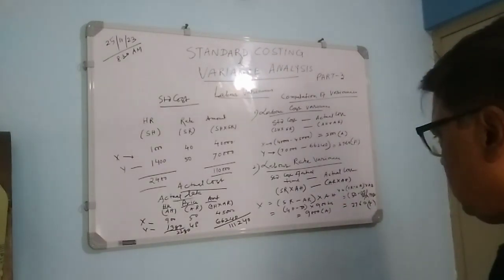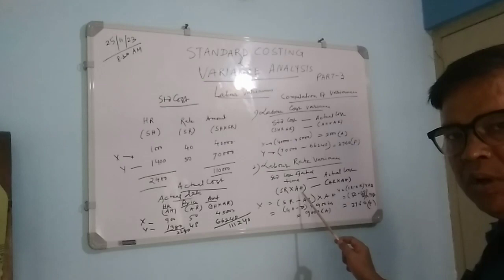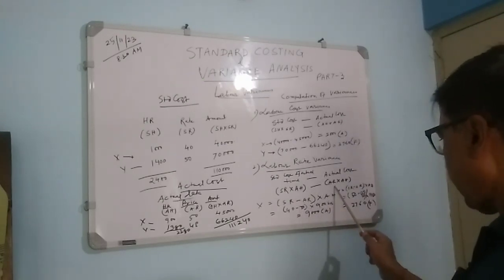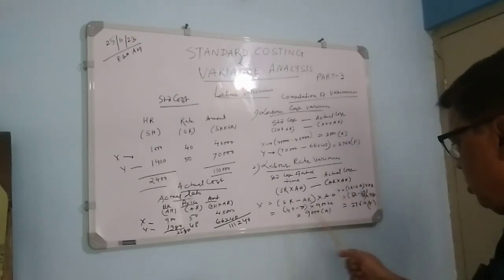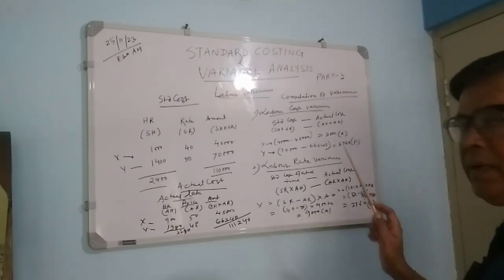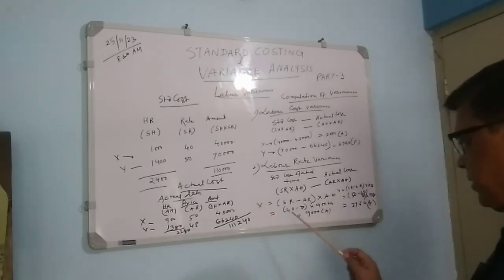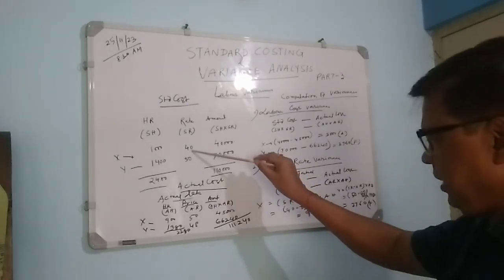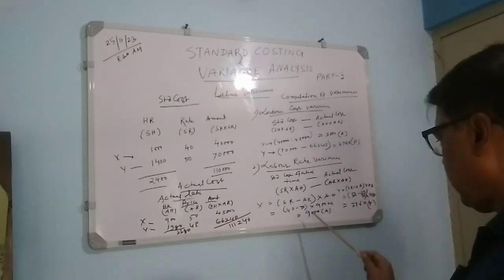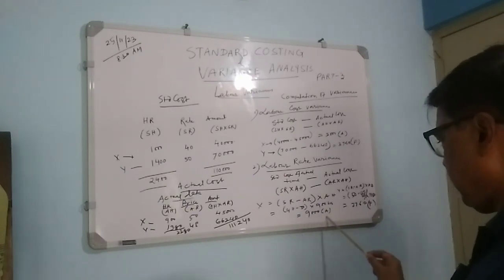What is the formula for labor rate variance? Standard cost of actual time minus actual cost. So the formula is standard rate into actual hour minus actual rate into actual hour. If we modify this, it is standard rate minus actual rate, into actual hour. For labor X, the standard rate is 40 and the actual rate is 50, into 900 hours. So the total figure coming is 9,000.